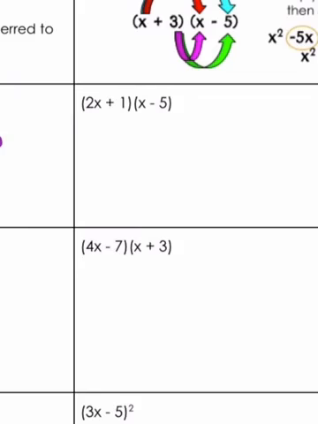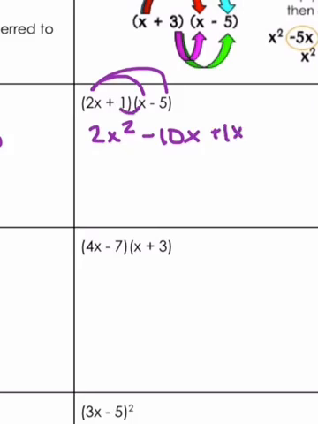Second one. We have 2x times x is 2x squared. Outside terms, 2 times negative 5 is negative 10, and we have an x. 1 times x, 1x, and 1 times negative 5 is negative 5. Then we're going to combine our like terms, negative 10x and 1x, which creates negative 9x, and then we're going to bring everything down.